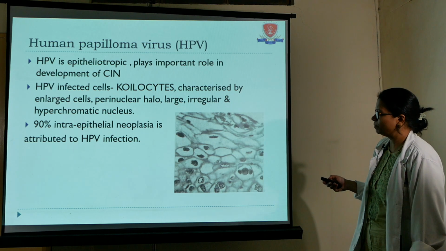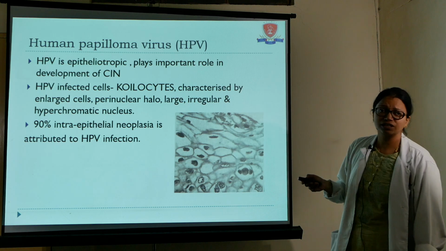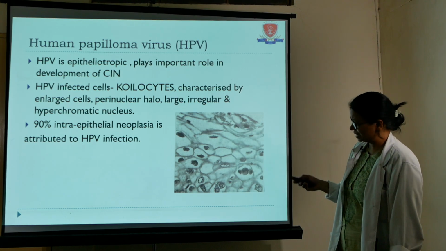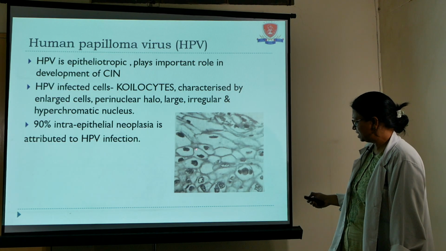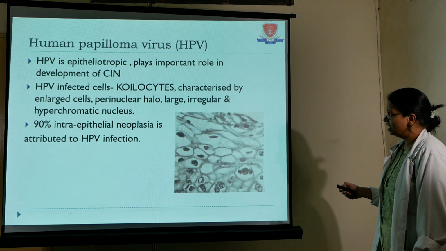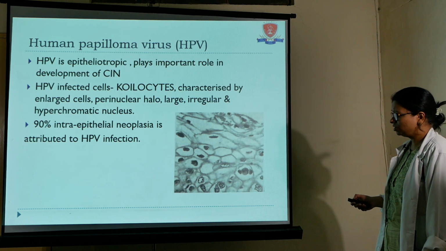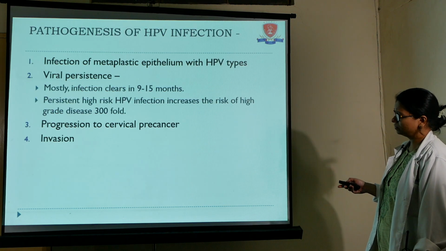So we have human papilloma virus. HPV is epitheliotropic. It plays an important role in the development of cervical intraepithelial neoplasia, and these cells are known as koilocytes, characterized by enlarged cells, perinuclear halo, and a large, irregular, hyperchromatic nucleus. 90% of intraepithelial neoplasia is attributed to HPV infection.